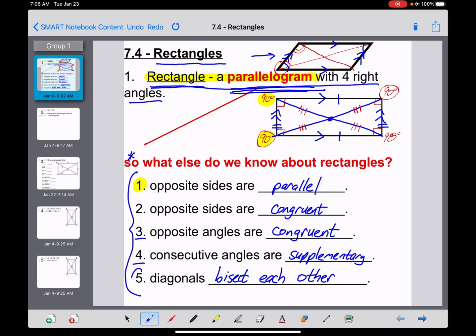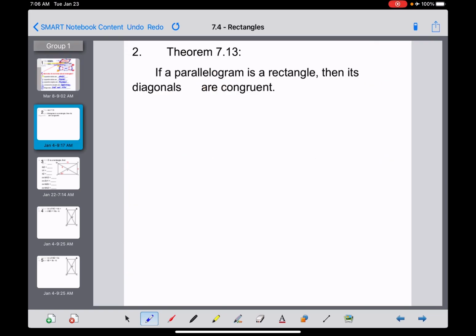But as we were talking about here in number 5, something cool happens with diagonals that doesn't happen in a regular parallelogram. So here's theorem 7.13. It's the only theorem we have to write down in this section, you guys. If a parallelogram is a rectangle, then its diagonals have to be congruent to each other.